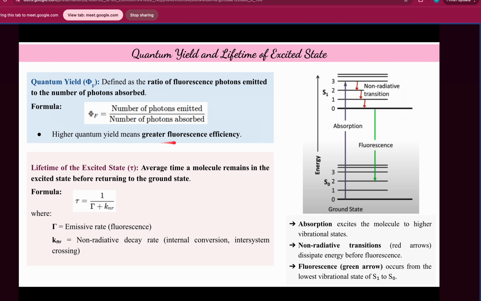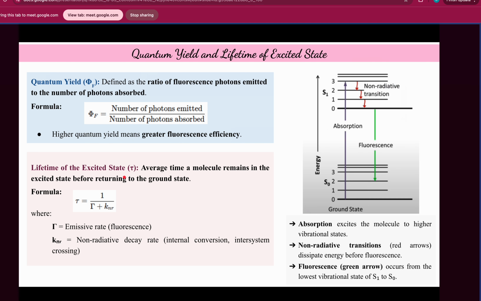And higher quantum yield means there is a greater fluorescence efficiency. So in normal scenarios, if there is no such vibrational relaxation, then the quantum yield will be 1. That means the number of photons emitted will be equal to the number of photons absorbed. But that is very rare because there is always some kind of transition happening.